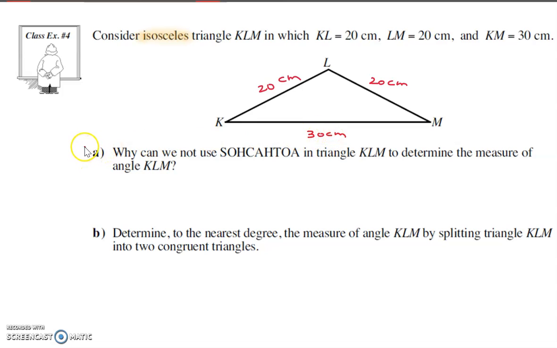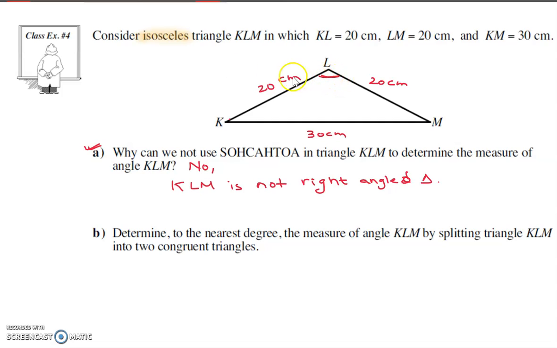Now, first part: can you use SOHCAHTOA in this triangle to find the measure of angle KLM? If you draw it, it's the middle one right here. Can we use SOHCAHTOA here since we know all three sides of this triangle? The answer is no, because KLM is not a right angle triangle. Remember that SOHCAHTOA, the trig, only works when you have a right angle triangle. So how will we find this angle L?